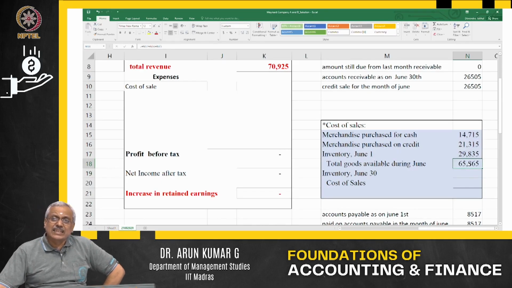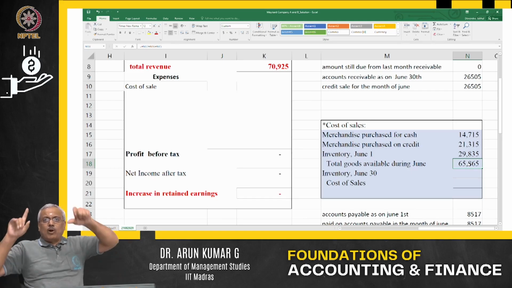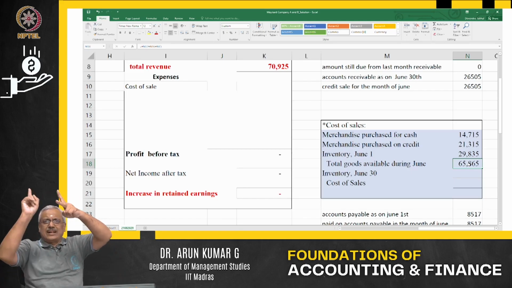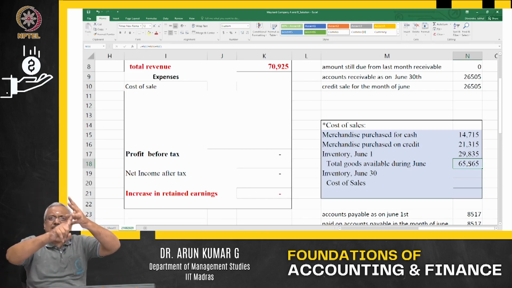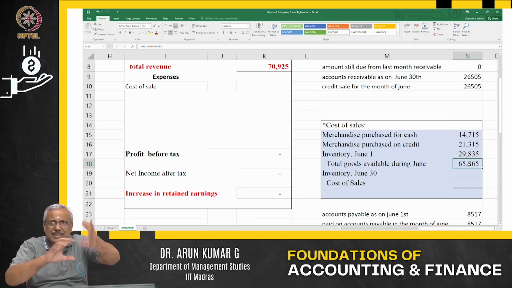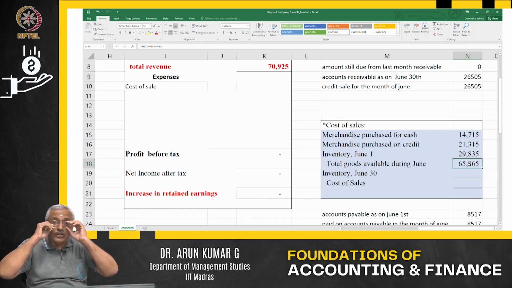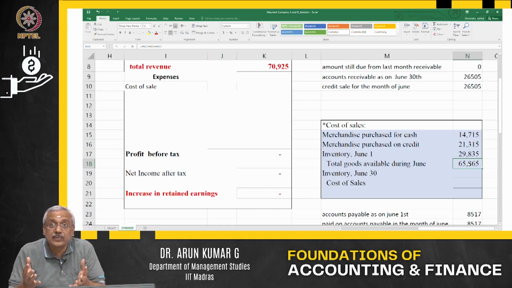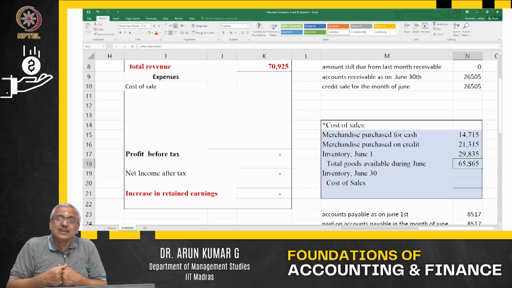That is the inventory that is available to you for the month of June. What you have purchased on cash, what you have purchased on credit, plus what was there in the opening stock in your godown. All the three put together is what was available to you when you began the month of June. Now, question is, what will go into P&L?